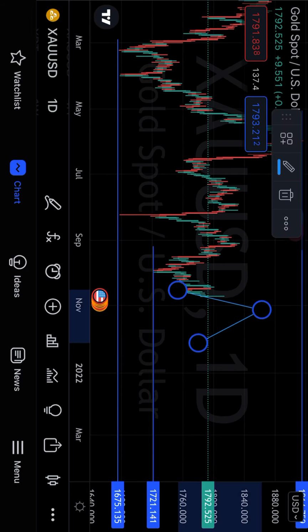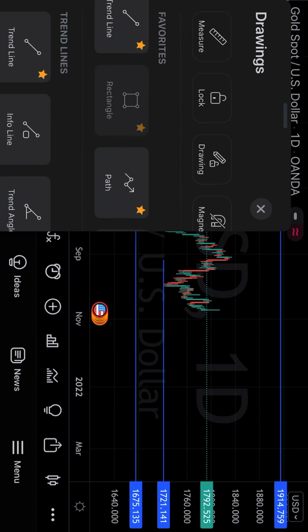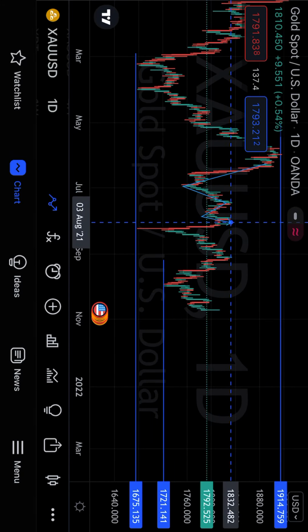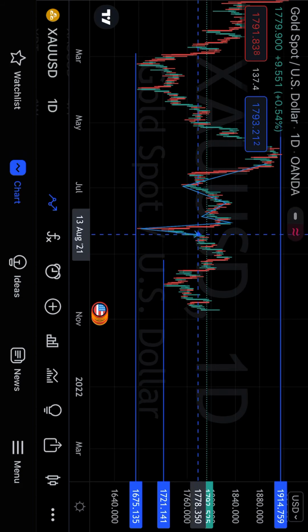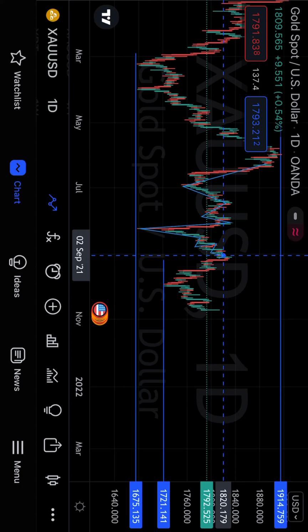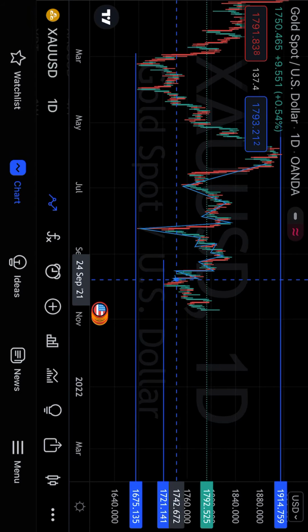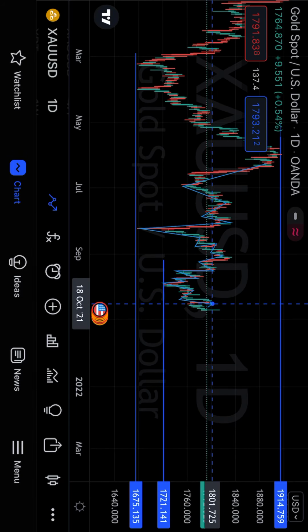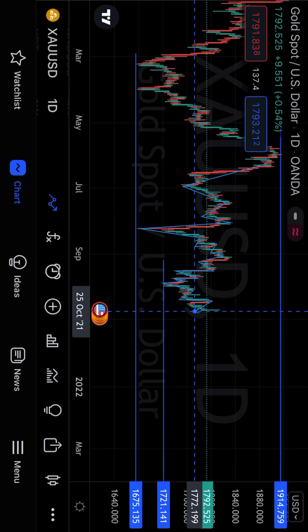Right, so what do I do at this point? You can see how the market has been moving impulsively, correctively, then impulsively, then another correction, another impulse, then correction, impulse, correction, impulse, correction. But this correction is a pullback, right?